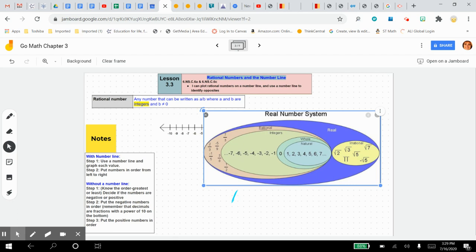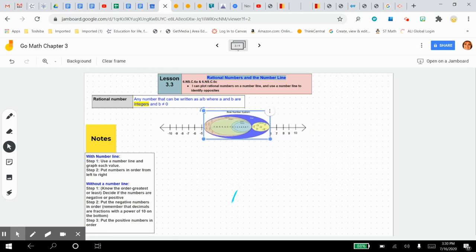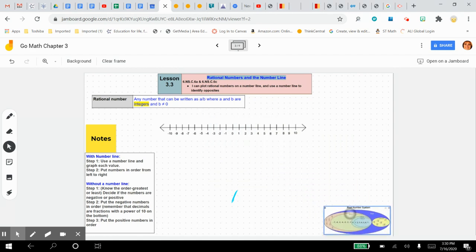There is something called an irrational number, which is over here if you look. This is like square roots or pi and so forth. You don't need to worry about that this year, but I want you to understand what a rational number is. So when I talk about a rational number, we're going to be working with fractions and decimals. It's not just the whole numbers anymore. Now we've got the fractions and decimals involved.